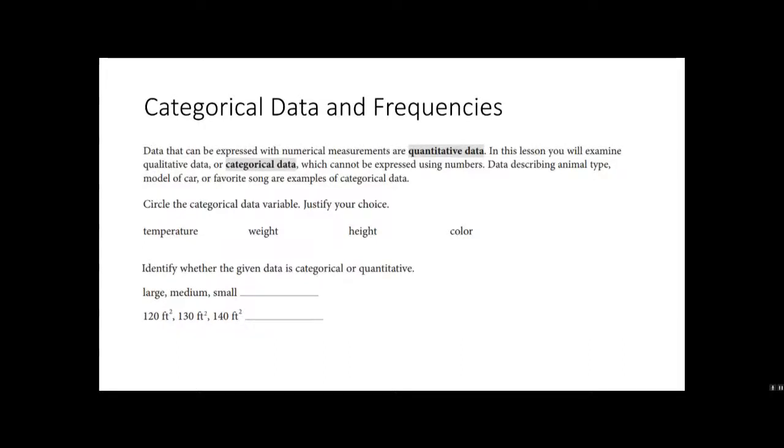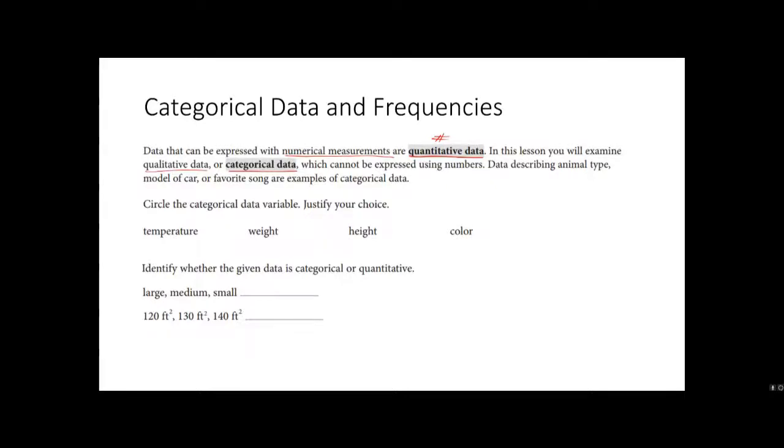So, going off of categorical data and frequencies, we have to go through some definitions. Data can be expressed with numerical measures, and those are known as quantitative data. So anything with numbers involves quantitative. Now in this lesson, you'll examine qualitative data. Qualitative data or categorical data cannot be expressed using numbers. We'll see an example of that as we go down.